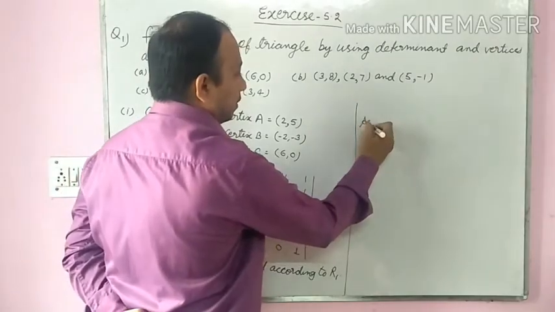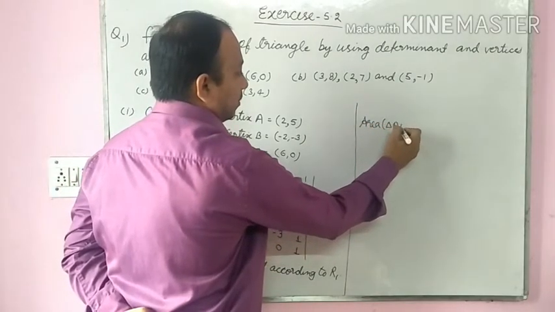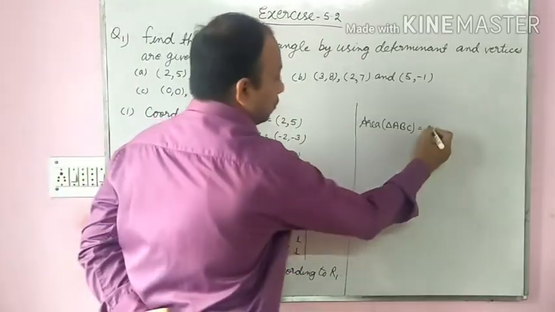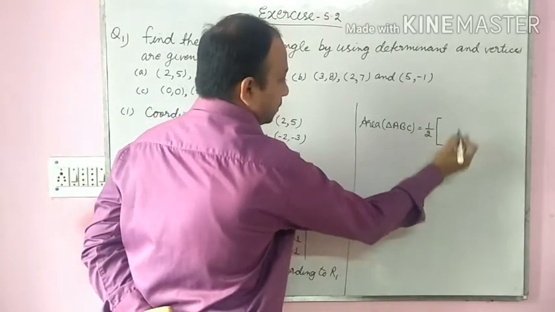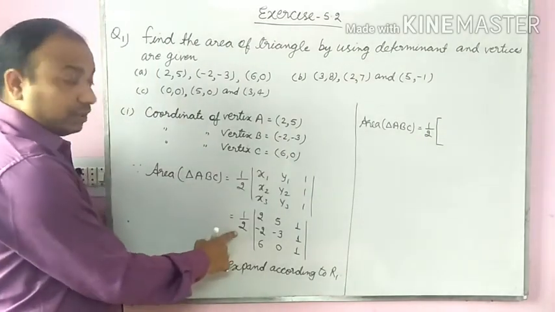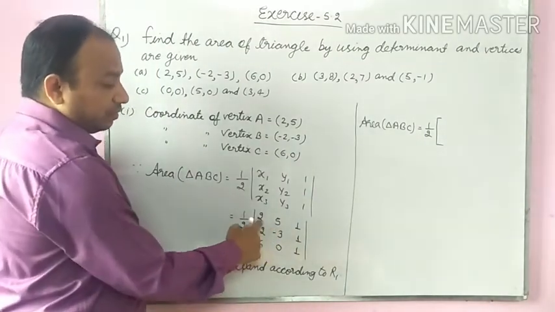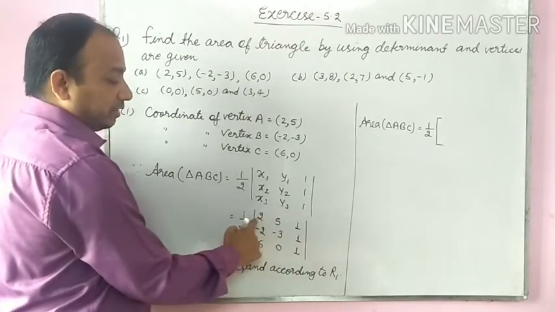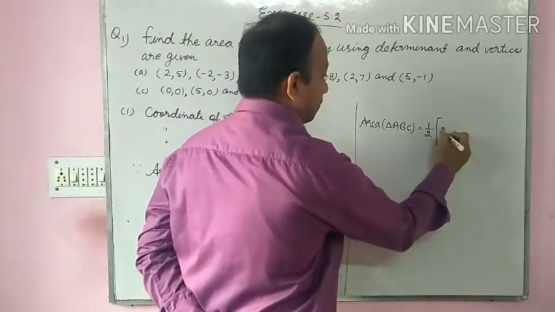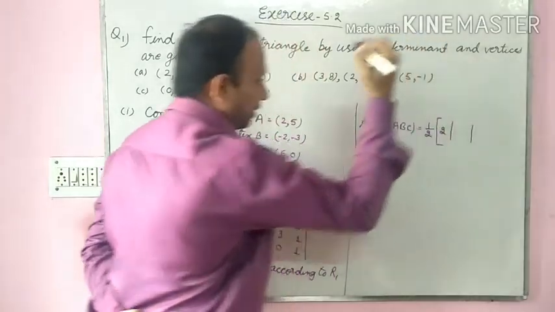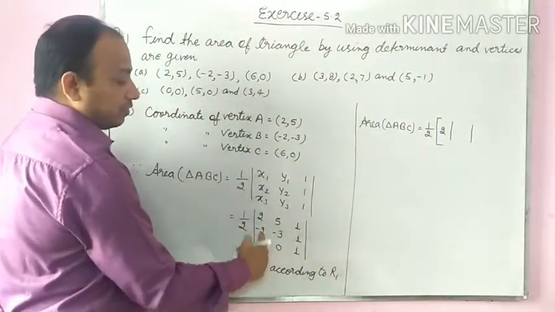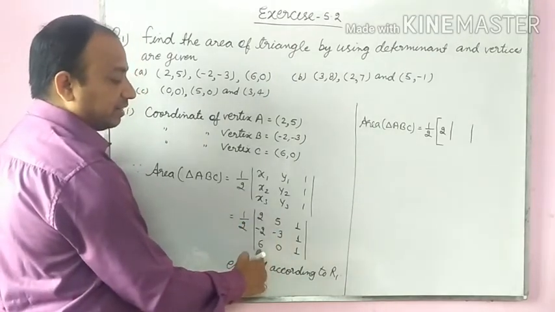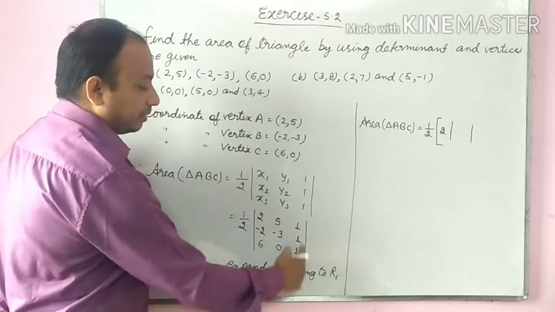Then area of triangle ABC. First, we need to expand according to the first row. Then 1 upon 2. Then we expand according to the first row, taking the signs positive, negative, positive. Then we take +2. Then we remove the first row and first column element, and take the determinant value of the remaining elements.